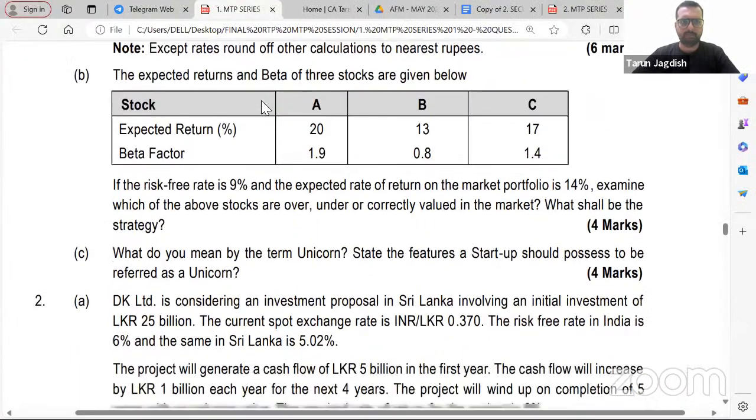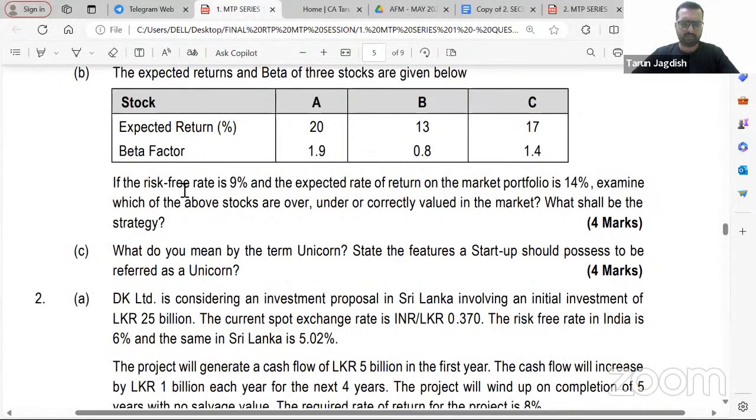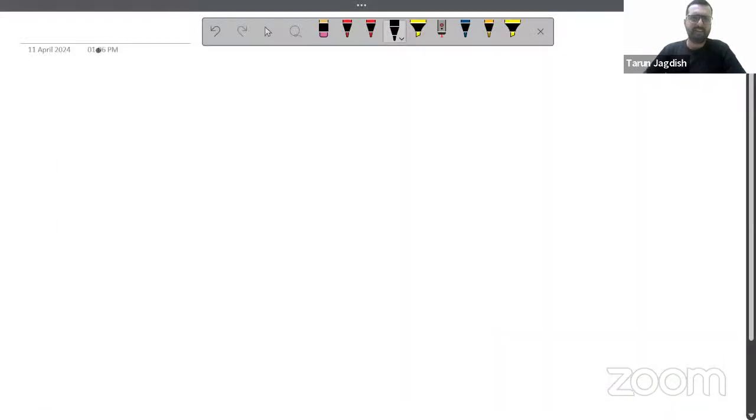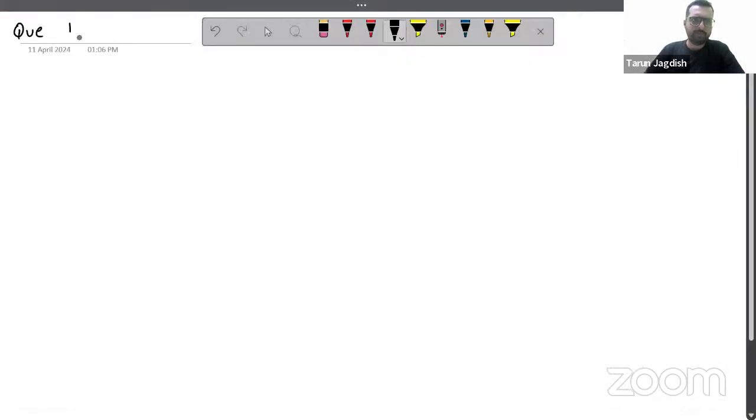Question number B. They have given you the expected return and they have given you the beta factor. It's a very simple problem. They are asking you whether the stocks are overvalued, undervalued, or correctly valued. Come on, friends, tell me, how do you do it? Overvalued, undervalued, or correctly valued? Come on. How do you decide that?